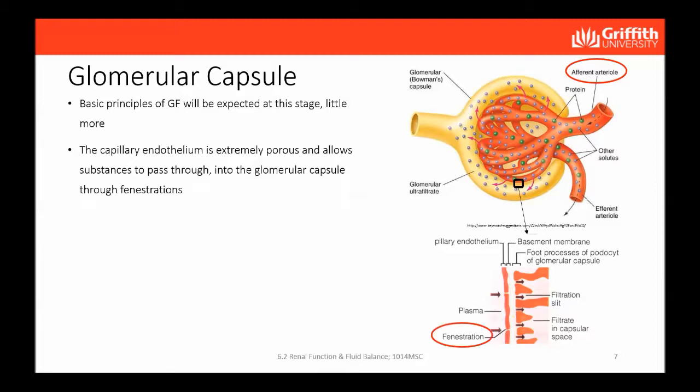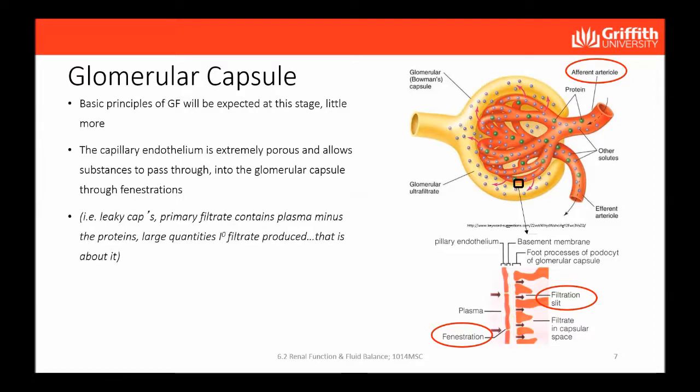The fenestrations, or gaps in the capillaries of the glomerulus, allow solute particles such as sodium, potassium, calcium, and glucose to pass through them and enter the glomerular capsule through the filtration slit. This plasma-derived fluid, called ultrafiltrate, is the raw material that the renal tubule will process to form urine.